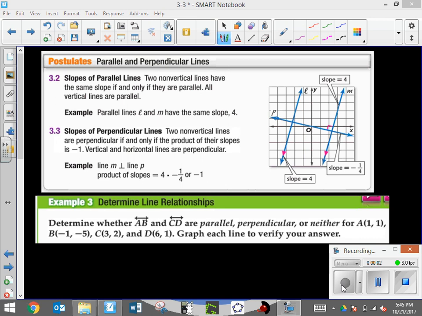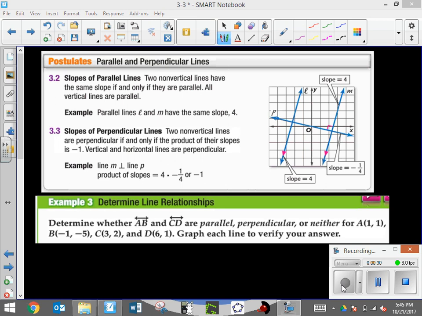This next example is going to ask us to determine whether lines are going to be parallel, perpendicular, or neither. We're still going to find slope, but we have to understand the relationship between our slopes in order to determine whether our lines will be parallel, perpendicular, or neither. If I have parallel lines, those lines are never going to intersect. So the slope of those lines are going to be exactly the same.